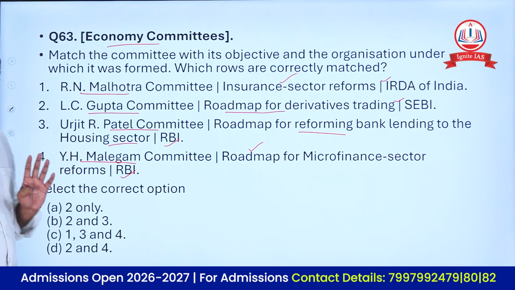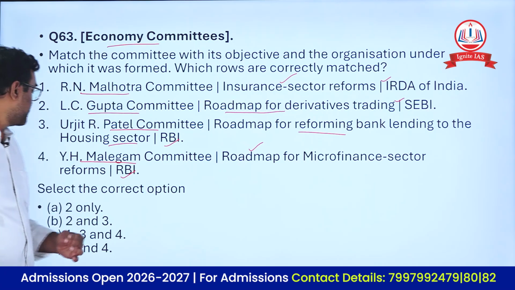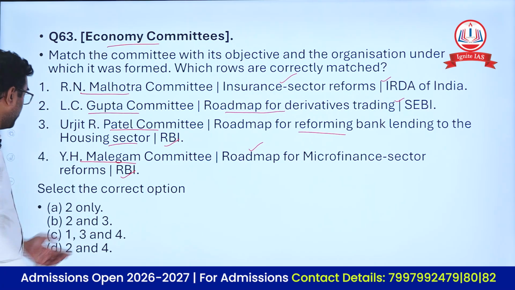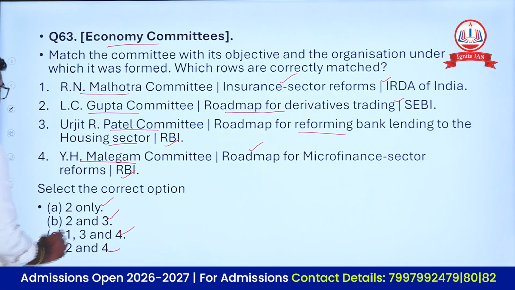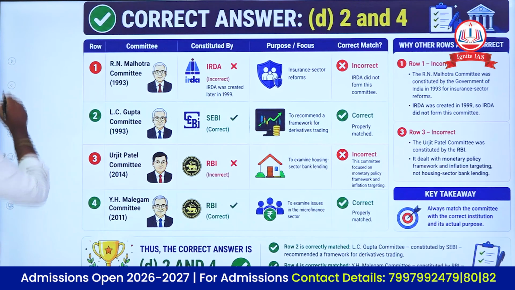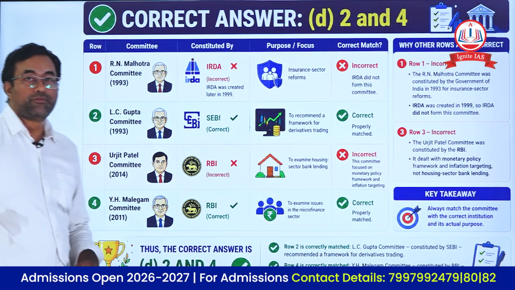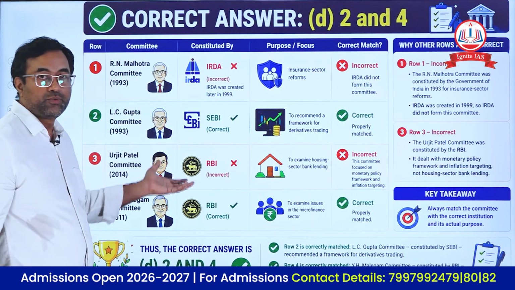So among these 4 statements, which are correct? Option A, only 2. Option B, 2 and 3. Option C, 1, 3, 4. And option D, 2 and 4. So the answer, if you see here, is 2 and 4. Let us try to understand why 2 and 4 are correct.